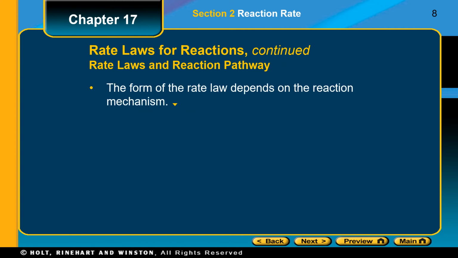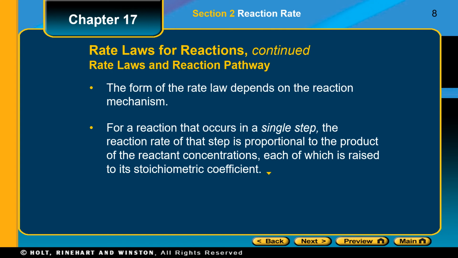Now let's look at maybe our first exception that we want to deal with. The form of the rate law depends on the reaction mechanism. For a reaction that we've been talking about, they all occurred in a series of steps. And we said for that, we have to do the experiments to be able to figure out what the exponents are for each of the concentrations.